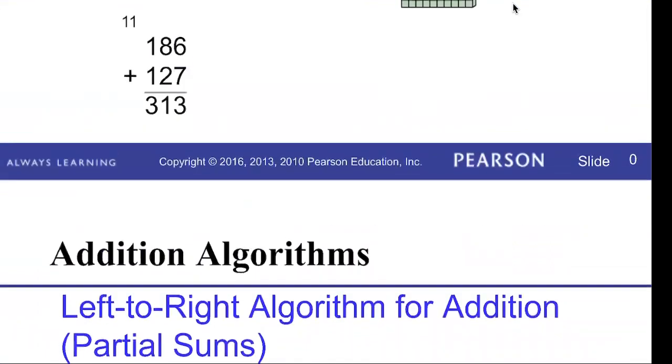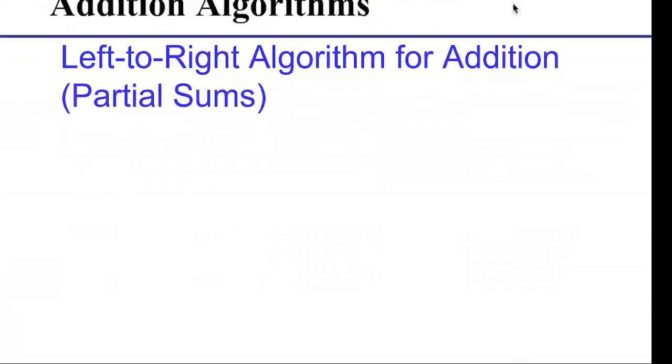Okay, I'm going to show you another way to do it, 186 plus 127. Because we were taught with our standard algorithm to start from the right, but you don't have to. You can start from the left.